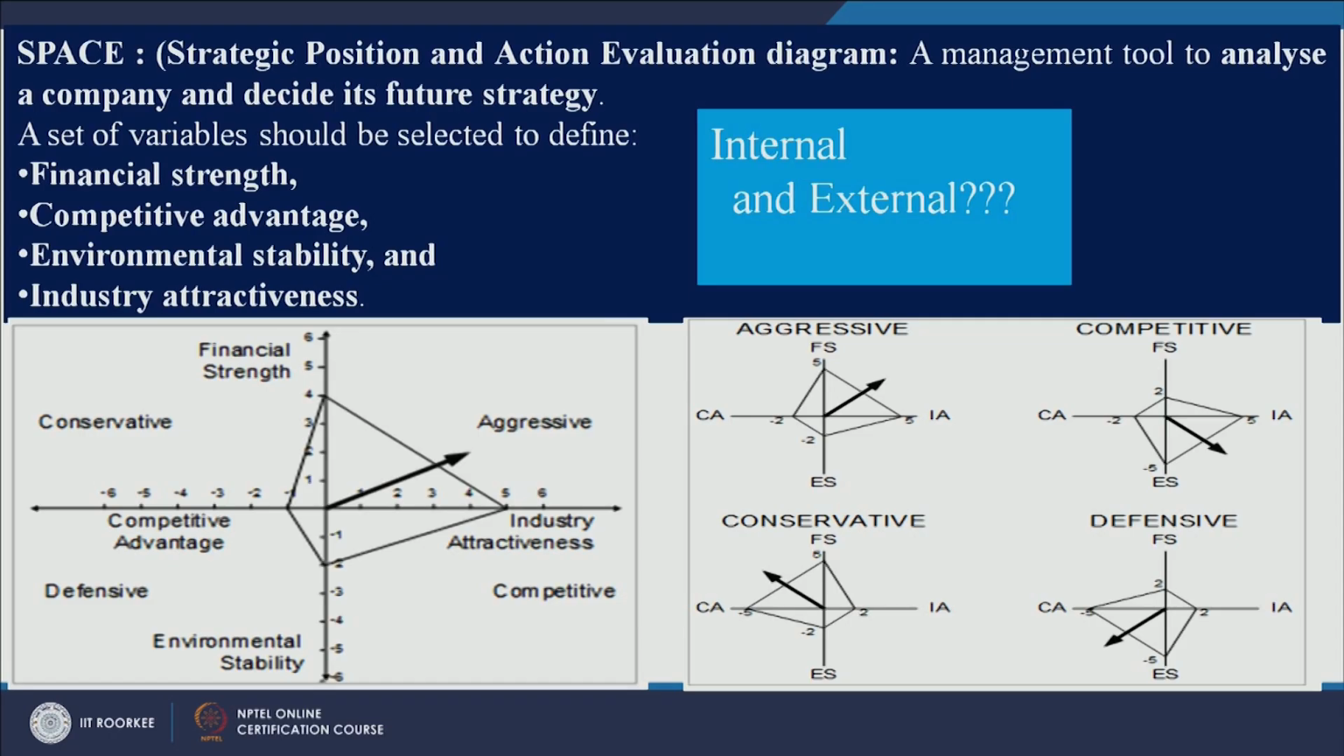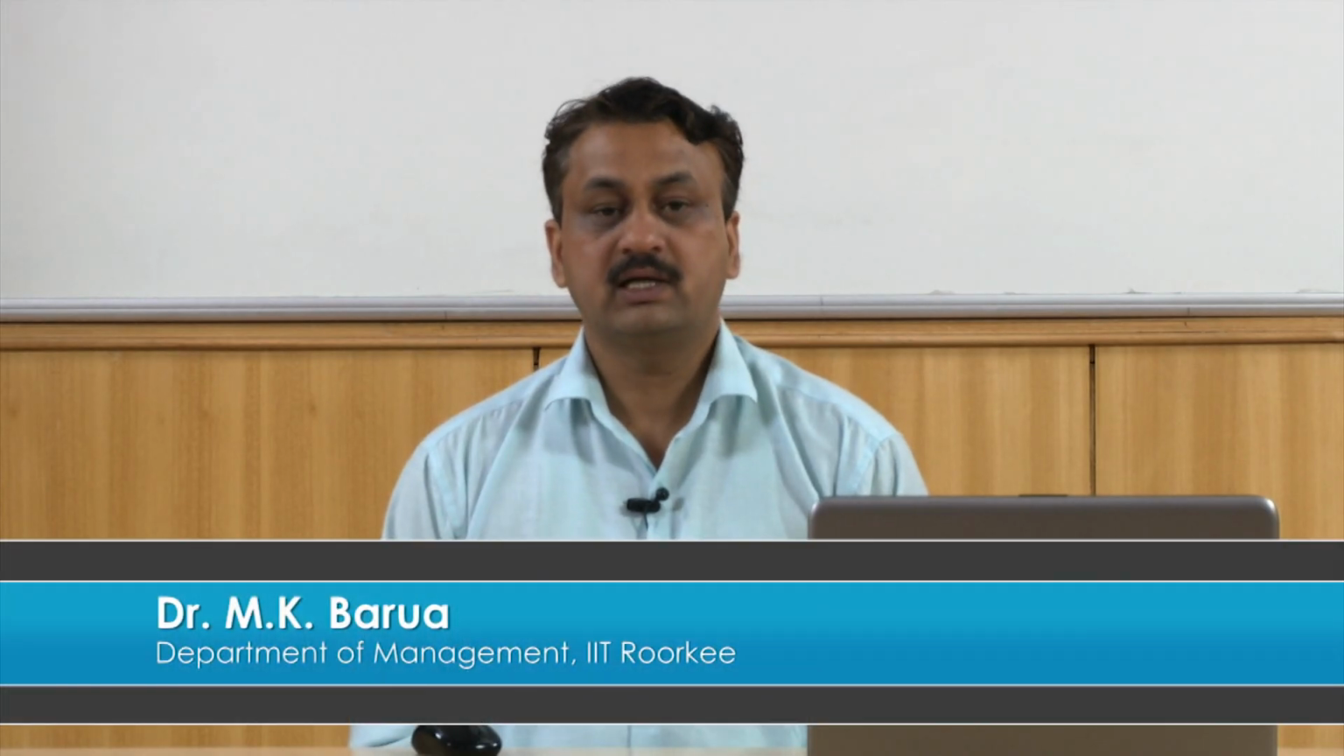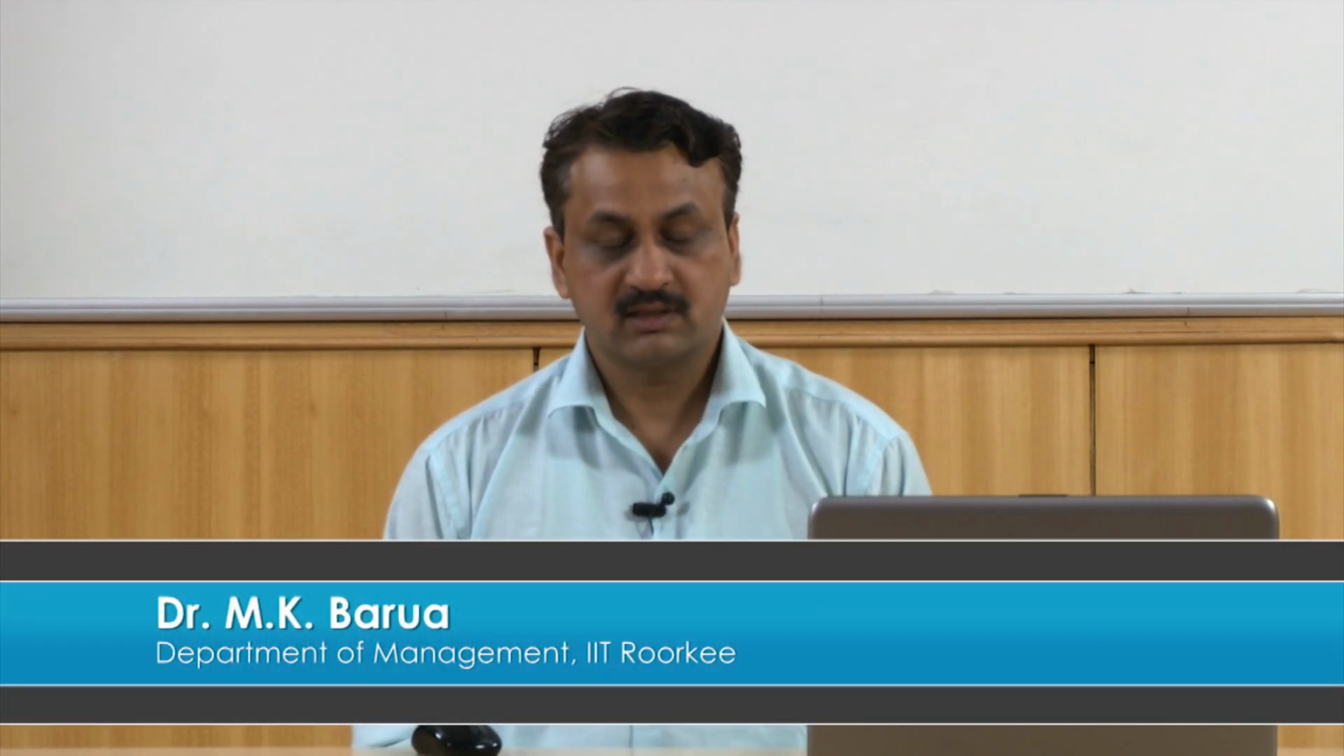So you need to look at 4 points in this SPACE diagram: financial strength and competitive advantage. So financial strength of your organization and how good you are at competitive advantage compared to other competitors. These two are internal to your organization, but environmental stability and industry attractiveness are external to the organization. So we will see these factors, and according to a particular situation we will take an appropriate decision.